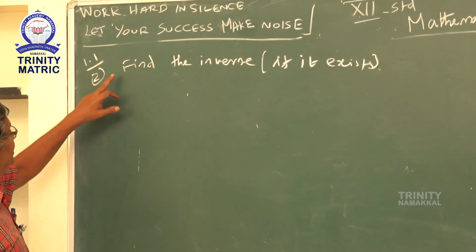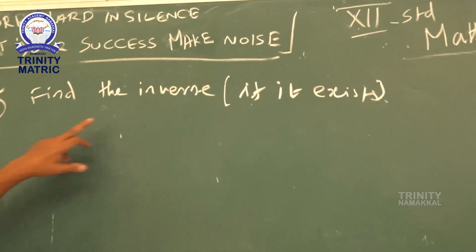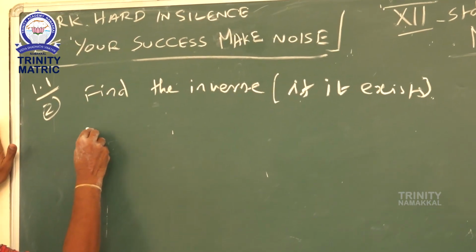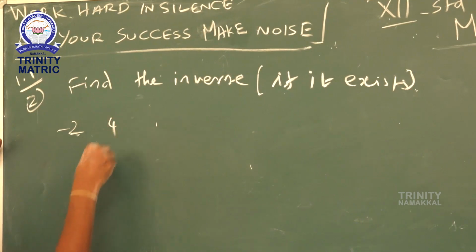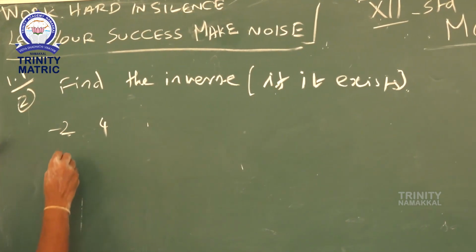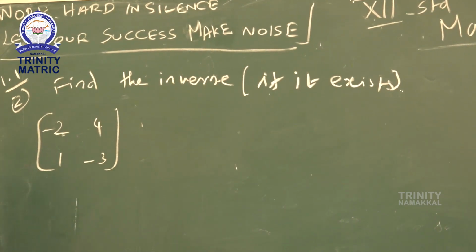Now the question is, find the inverse if it exists. The first question is the matrix with rows minus 2, 4 and 1, minus 3. This is the given matrix, and you have to find the inverse.